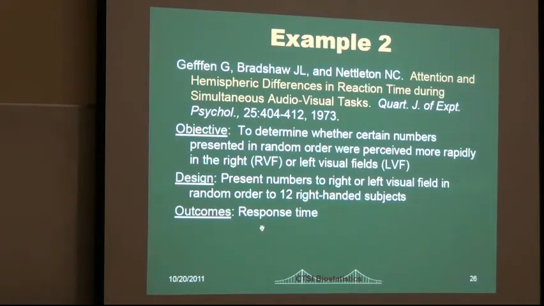And the outcome is the response time to each eye recognizing the number. So in this case, the treatment is right versus left visual field, right? So this is an example of characteristics that we consider as treatment.